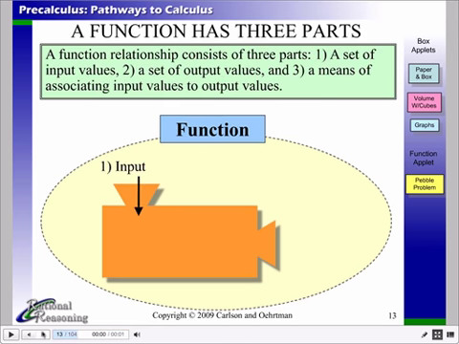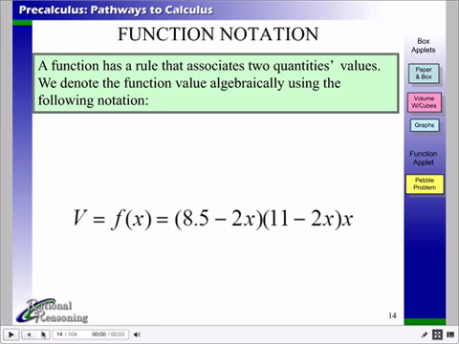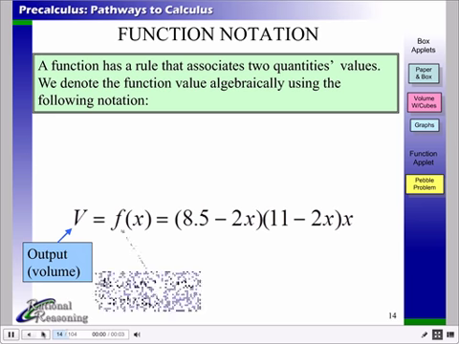More generally, what we call input is what we give it, and output is what it gives us back. And the rule is what determines the output given the input. Okay? This is the idea of a function. So here, the output is volume. This letter, often F, but can be anything, that's called the name of the function. All right? That's the name.